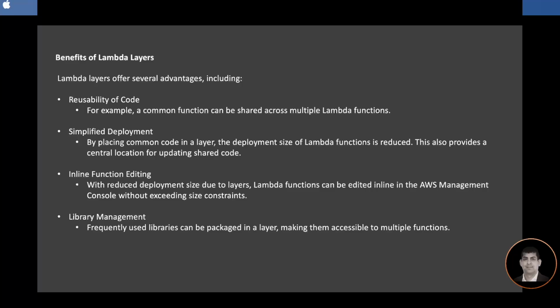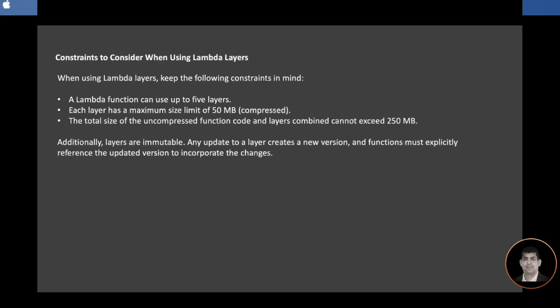And then library management. Frequently used libraries can be packaged in a layer, making them accessible to multiple functions. Now, when there are benefits, there are some constraints also. So keep the following constraints in mind: a Lambda function can use up to 5 layers. Each layer has a maximum size limit of 50 MB, compressed. And the total size of the uncompressed function code and layers combined cannot exceed 250 MB.